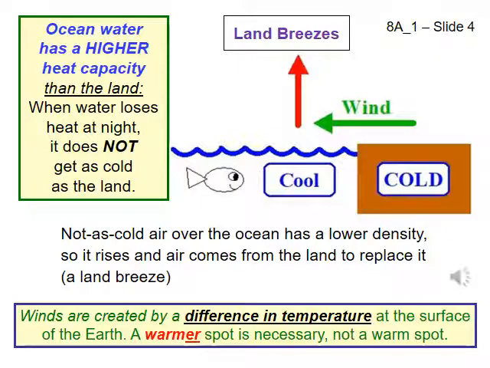Notice that the ocean warms up too during the day in the picture above. The land is warmer, so the air over the land has a lower density than the air over the ocean. Similarly, both the land and ocean cool down at night, but the land gets colder and it is the relatively warmer air over the ocean that has a lower density.